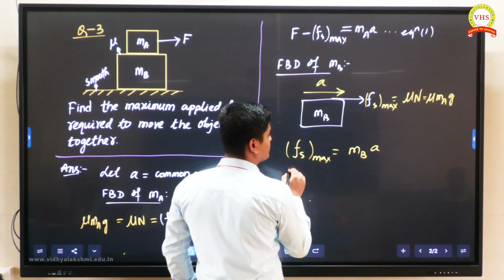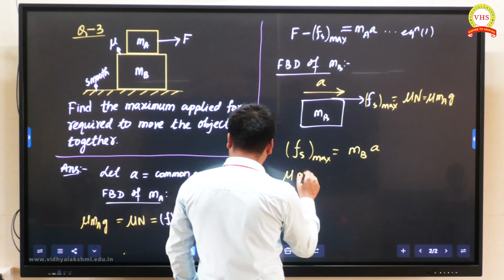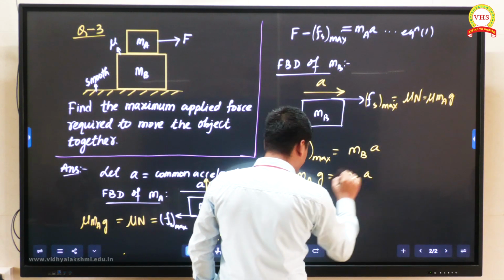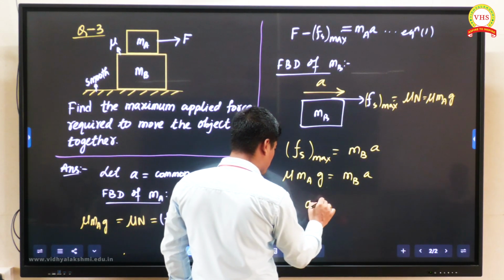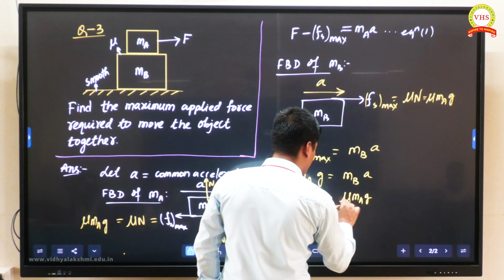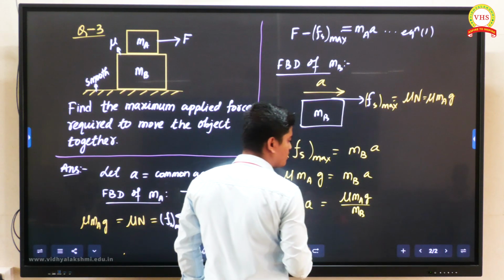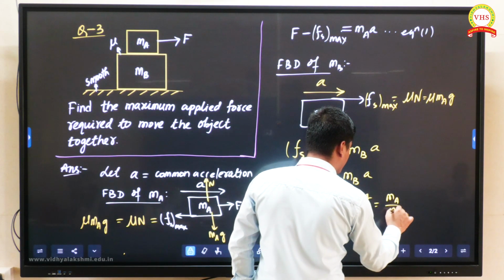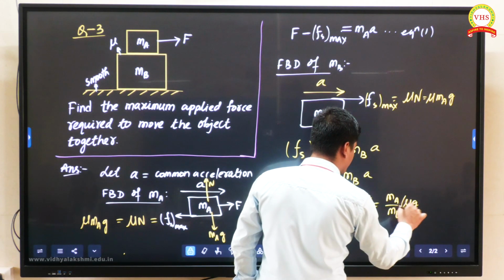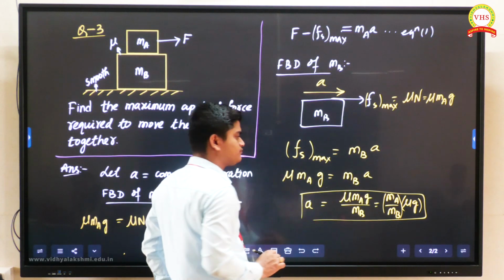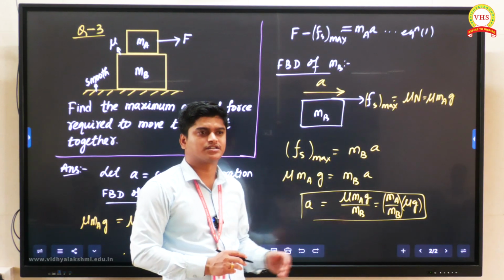Now, friction value is nothing but how much is it? Mu MA into G equal to MB A. Now here, if you want to write A, what will I write? A equals mu MA G by MB, or I can write this as MA by MB into mu G. Like this also I can write. Clear? So this is the acceleration I got.